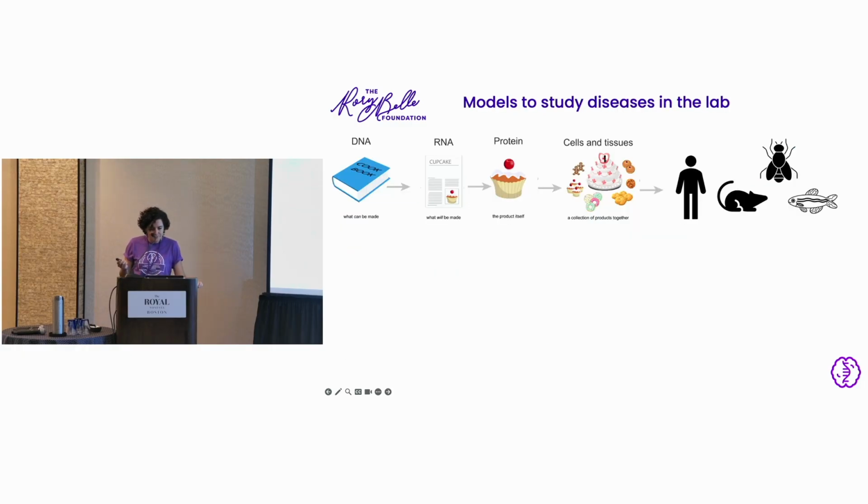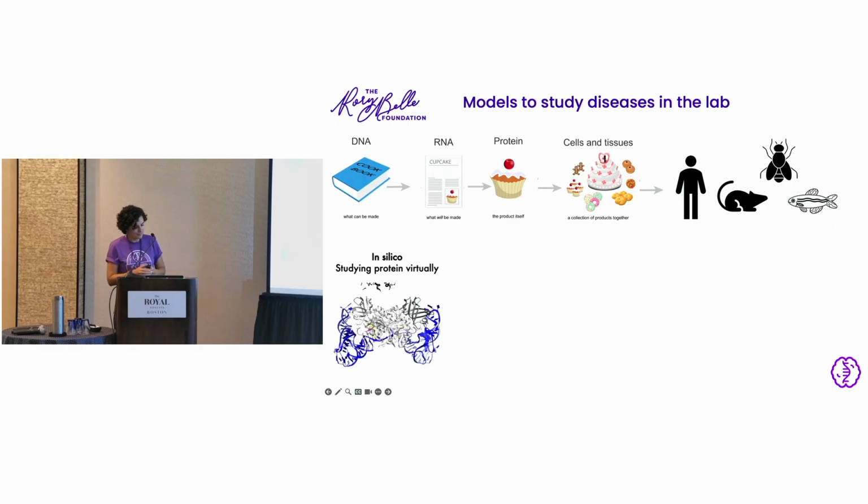So there's different models to study diseases in the lab, and we'll hear about multiple of them this afternoon. Just to go back to our cookbook allegory, we go from DNA to cells and tissues, and here to living organisms. So we have a human here, we have a mouse, a zebrafish, and a fly. We're actually also studying things in fly.